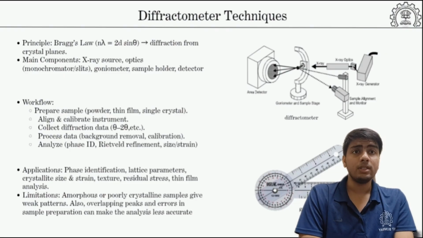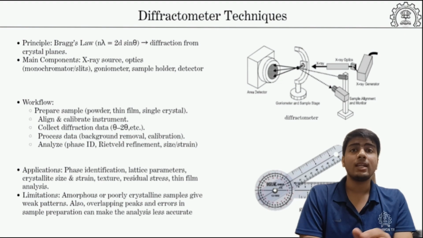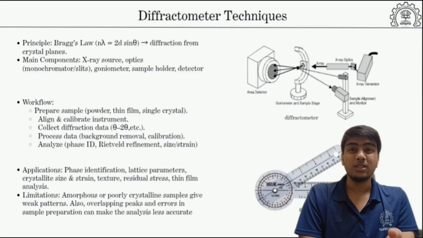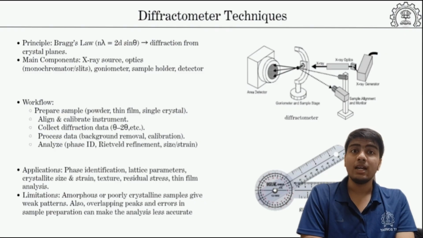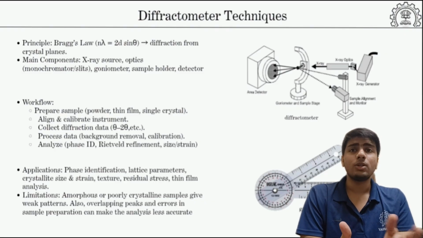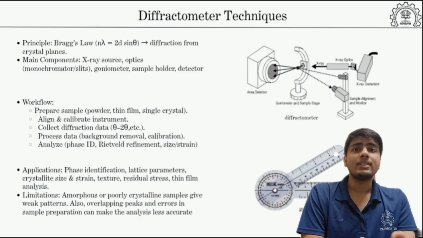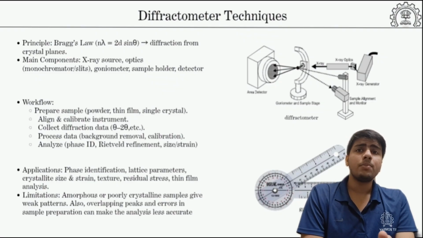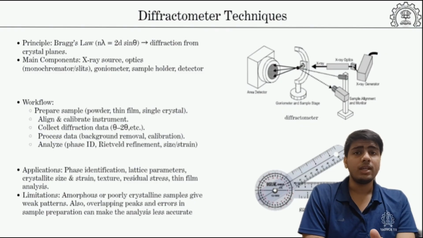The workflow is just like taking a fingerprint of the material. First, we prepare the sample, then we set up and calibrate the instrument, like scanning from 0, then collect the diffraction pattern, clean the data, and finally analyze it to find things like phases, lattice spacing, grain size, or residual stress. My friend is going to explain that to you in the further slides. XRD is very useful because it is non-destructive and gives a lot of information. However, if the sample is not crystalline, like amorphous, its peaks overlap and the results may not be very accurate.